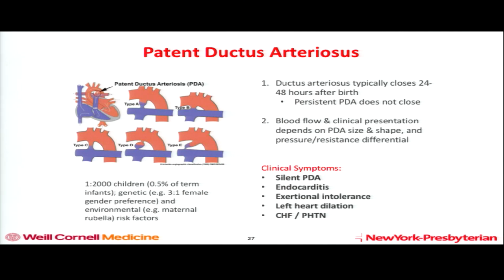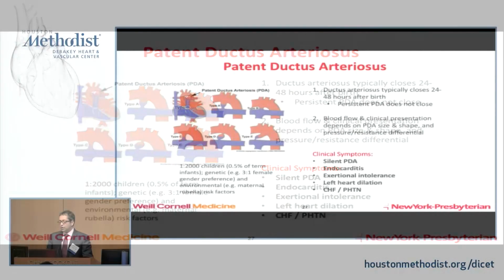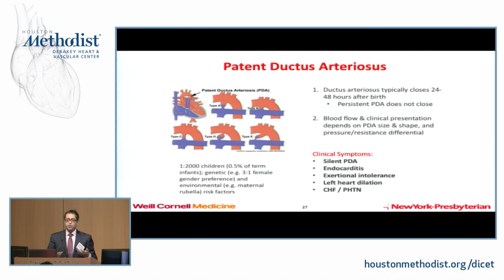Last 2 minutes, patent ductus arteriosus. So PDAs are a normal connection between the aorta and the pulmonary artery that continue to be persistently patent in about 0.5% of term infants. There is a female predominance, and there are environmental risk factors that predispose you to a PDA, such as maternal rubella. Now, most PDAs, after you're born, with changes in respiration, will close within 48 hours after birth, but occasionally they do not.